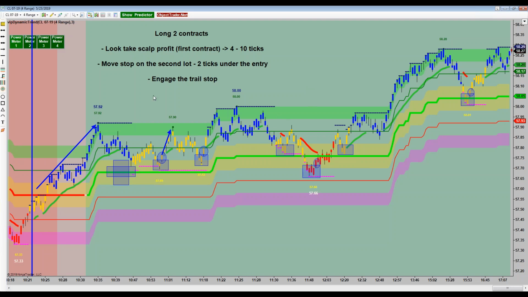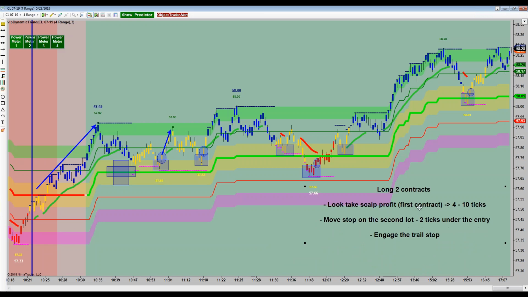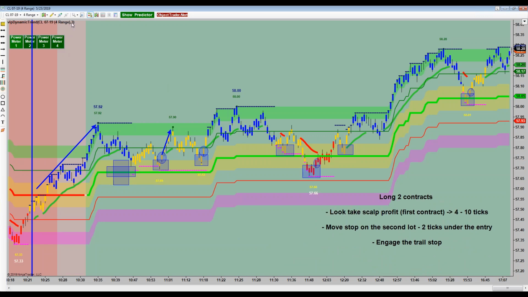Now let's circle back to this entry over here. Let's look at a couple of these entries and start to really discuss what we're doing here. Okay, let's suppose hypothetically you were filled long on the close of this bar at 57.77. The market got up here to 89, almost 90, say 90. So what is 77 to 80 to 90? 13 ticks.